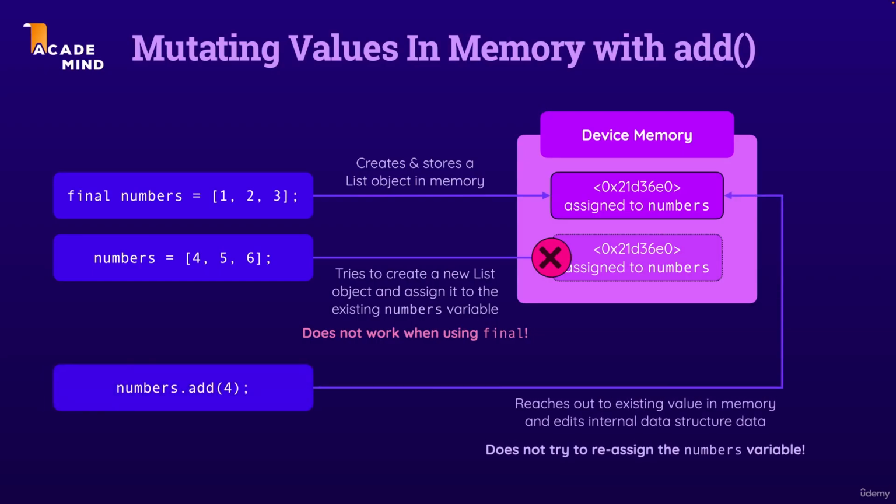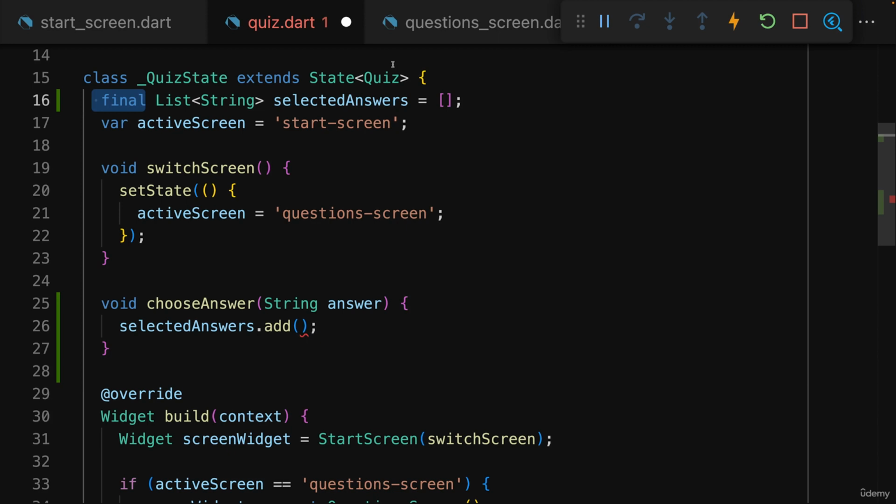It adds a new item to the list without reassigning that variable. Instead, it reaches out to that list object in memory and adds a new item to that object, which is why we can do it despite this being final, because we're not reassigning the variable, we're just editing the existing list in memory. And here it's the answer which I want to add to selected answers. So now with that, we have a way of storing those selected answers.